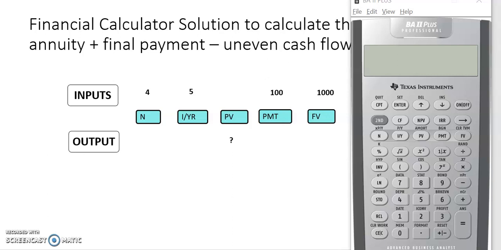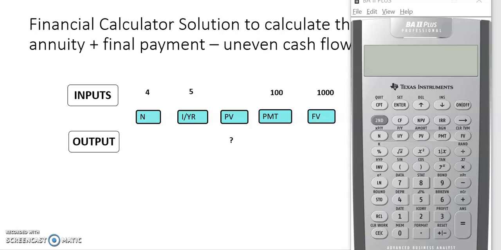Let's calculate the present value of uneven cash flows, which consist of an annuity and a final payment, using the financial calculator. I'm using a Texas Instruments BA II Plus. Let's look at the question.